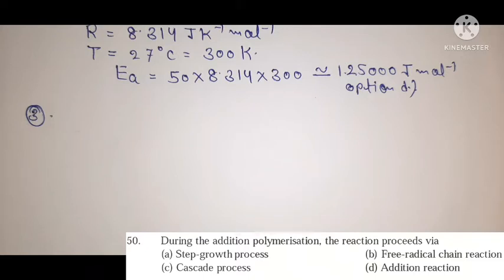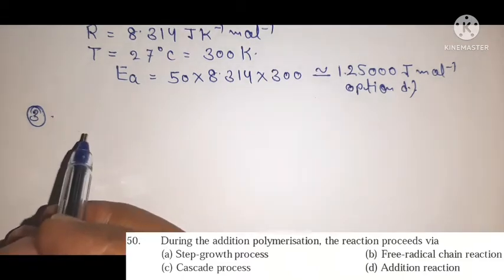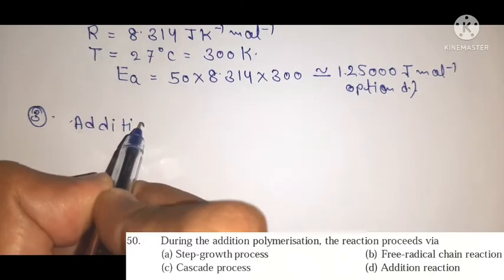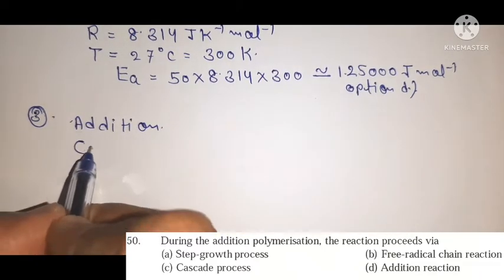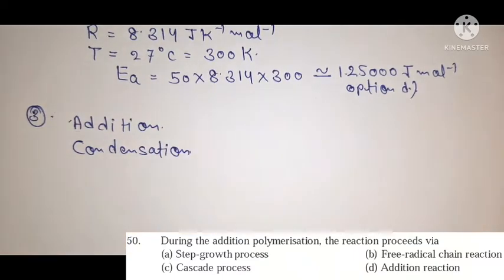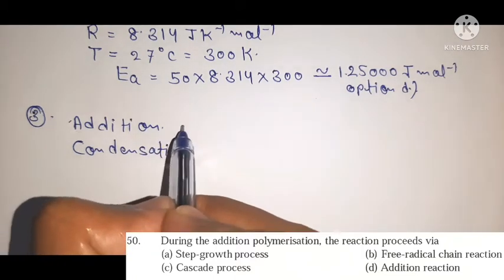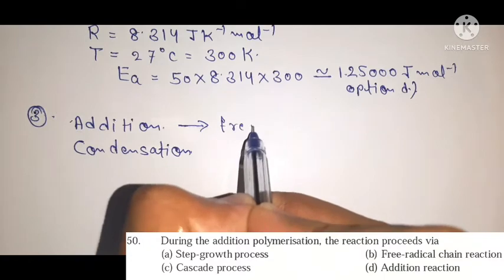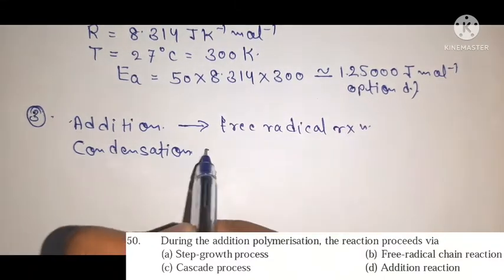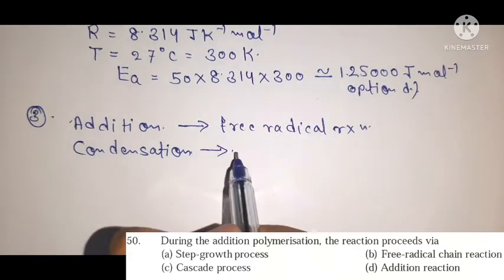So friends, we know that polymerization reactions have 2 types. The first type is addition polymerization, and the other type is condensation polymerization. Addition polymerization proceeds via free radical reaction mechanism, whereas condensation polymerization proceeds via step growth process.